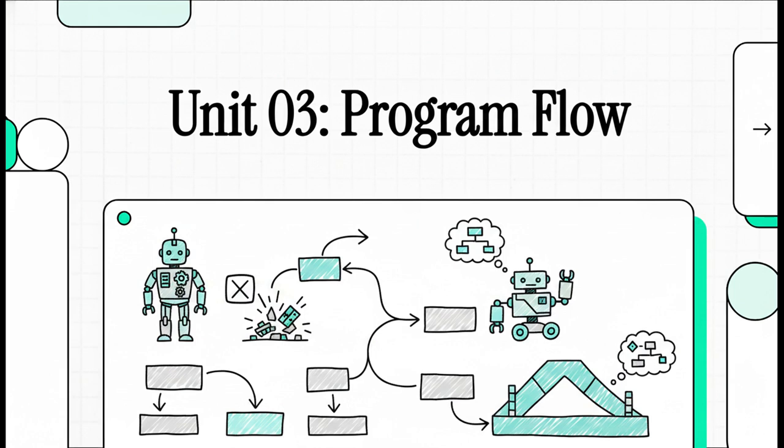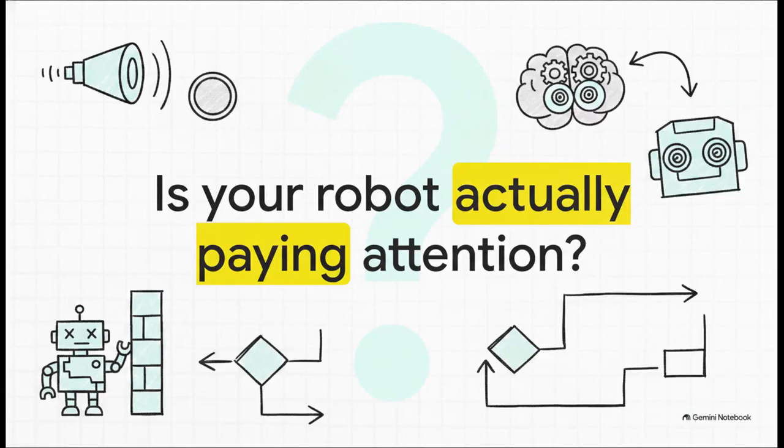You know, when we start building structured robot programs, we tend to project human traits onto our machines. We just kind of assume they see the world exactly the way we do. But as we'll see today, understanding the exact flow of our conditionals and our code is literally the only thing standing between a brilliantly functioning robot and a very, very unfortunate crash. So let's kick things off with a pretty simple question. Is your robot actually paying attention?